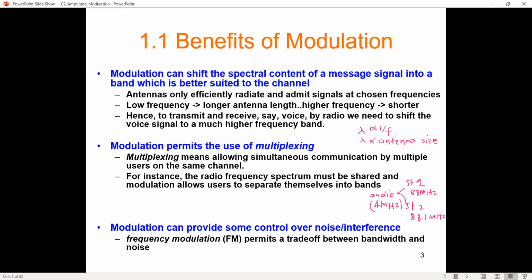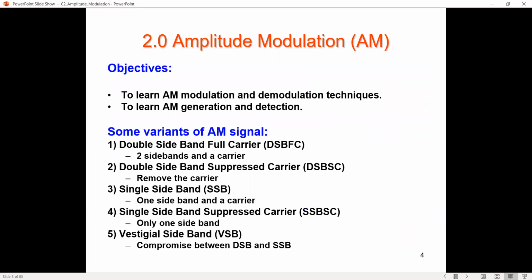And some modulation techniques also have advantages in some aspects, like frequency modulation, for example. It has superior performance over noise or interference. Okay, so that's the general information on modulation.